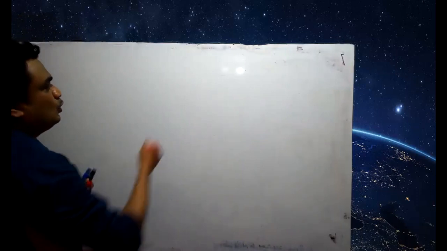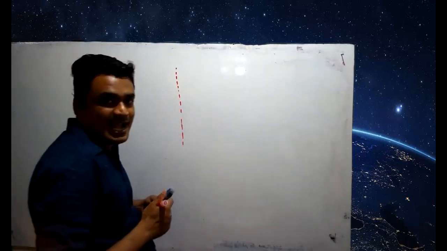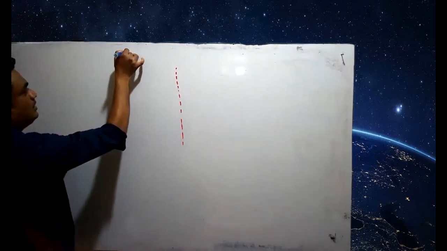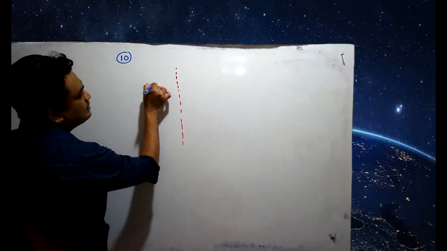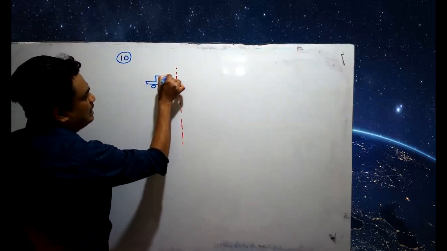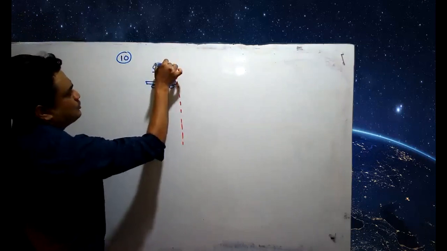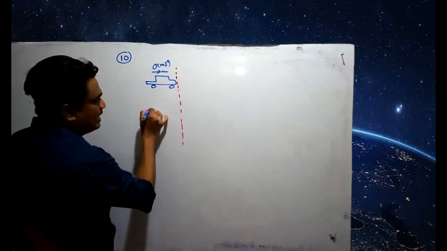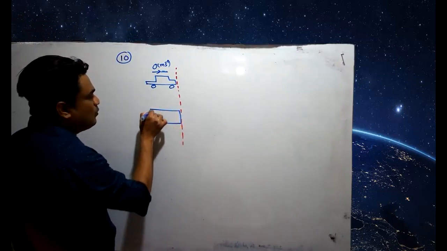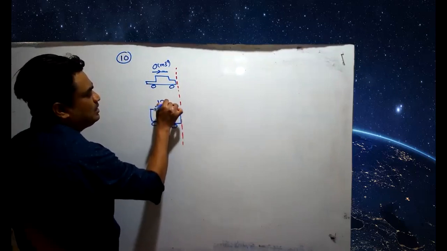Okay. So let me use this point as the starting point. We are going to discuss question number 10. So there is a car, it is at rest at this red color line initially. At the same time, a van comes with a velocity of 12 meters per second.